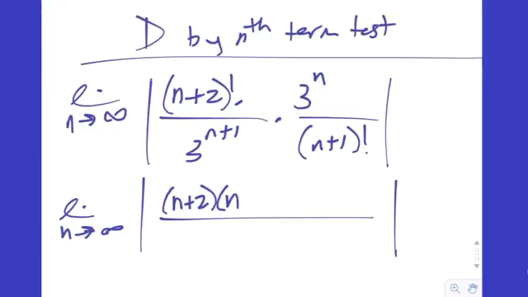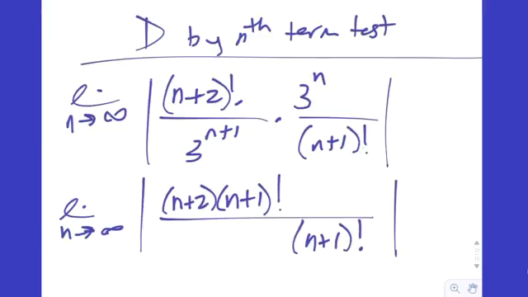n plus 2 times, we stop at n plus 1 because that's the factor in the bottom, so we tie it off with the factorial. Had that been just an n in the bottom, we would go n plus 2 times n plus 1 times n factorial, so that we get them to match. I'll just rewrite that one in the same spot.